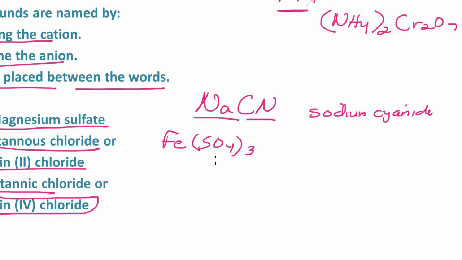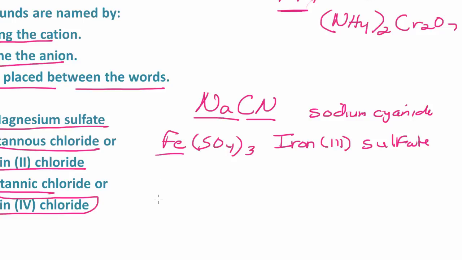So here we have iron and sulfate ion, but we have a 3 here. That means the iron has a +3 charge. And remember, iron is one of those transition elements that can have more than 1 charge. So this would be iron 3 sulfate.